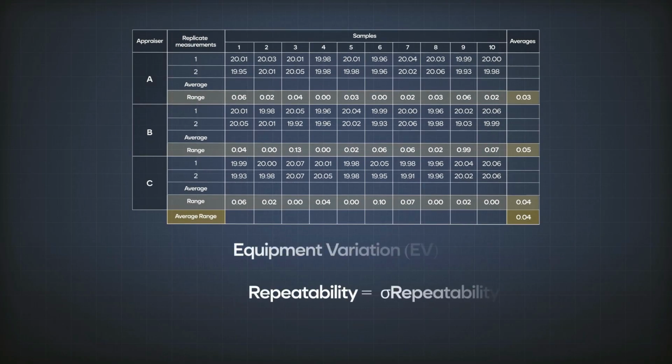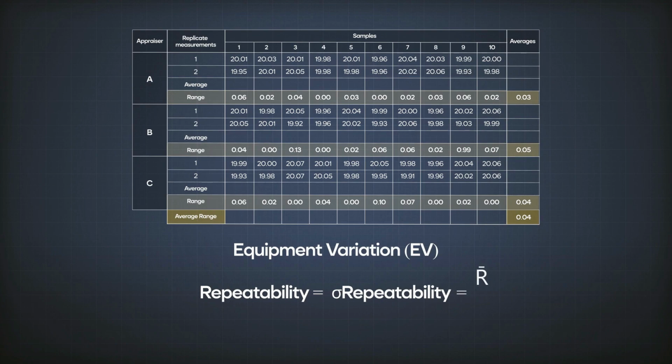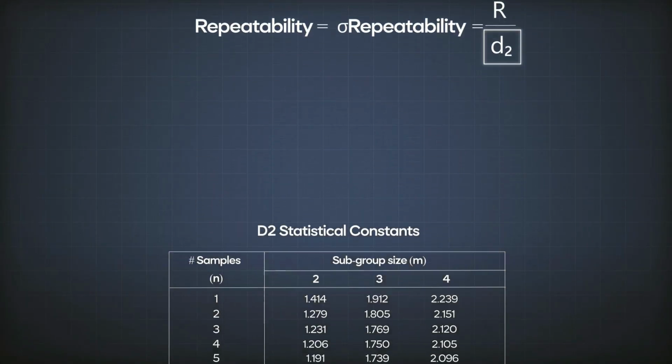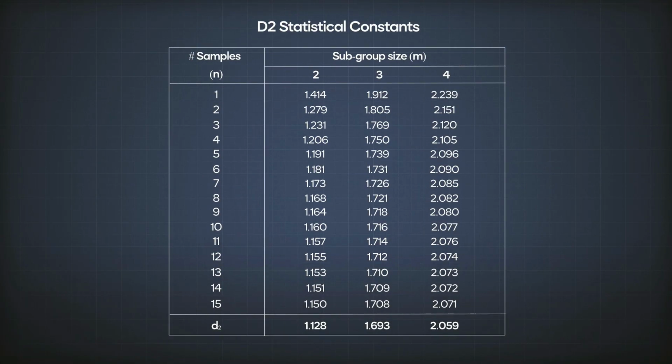The repeatability, or the EV, is calculated from the R bar using this equation: EV equals R bar divided by D2. But now wait, what is this D2? D2 values are predefined statistical constants. These constants are obtained from this table based on the number of operators and the number of trials.